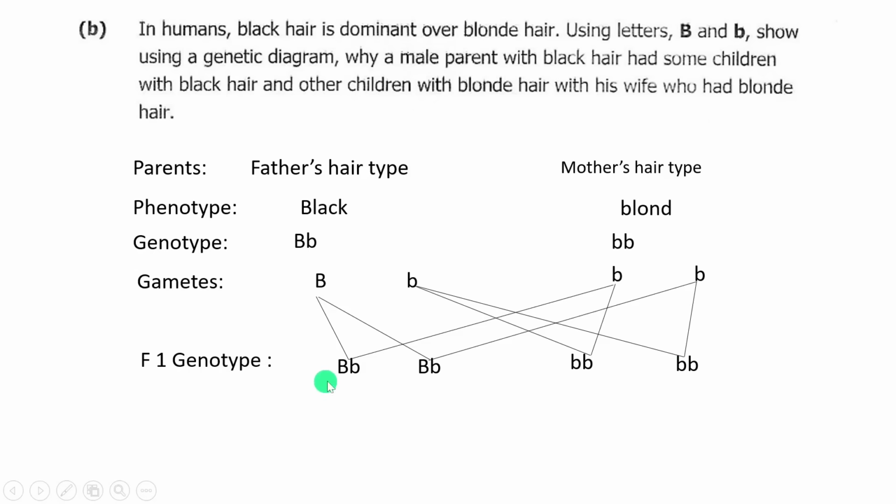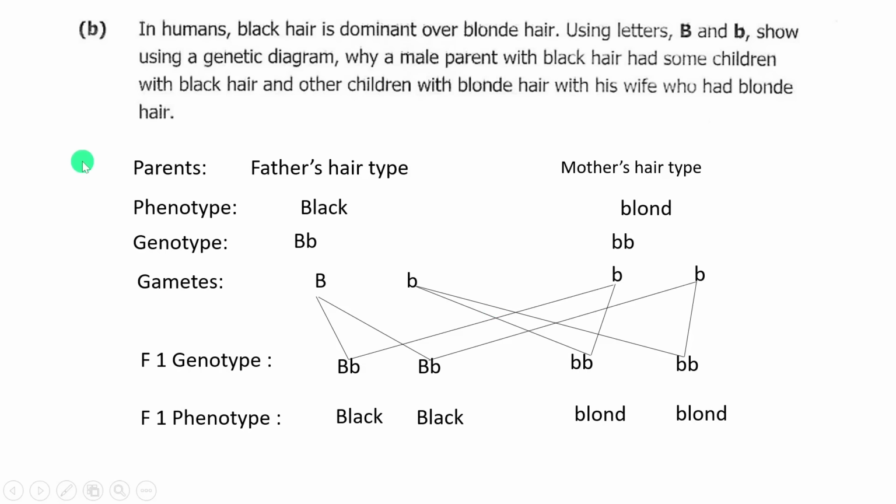Then what we entail of this genotype is that it will produce a phenotype. The phenotype of capital B small b is black, so this will have black hair appearance and this one is black hair appearance. But this one, bb, is for blonde, so here it is blonde hair and this one also is still blonde hair. This is the reason why the father would have children with black hair and those with blonde hair, using this genetic diagram that is shown.